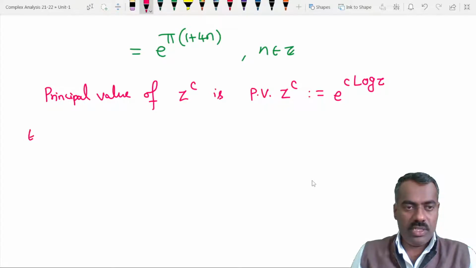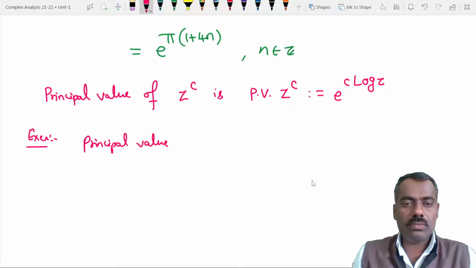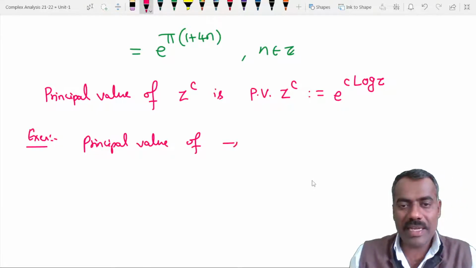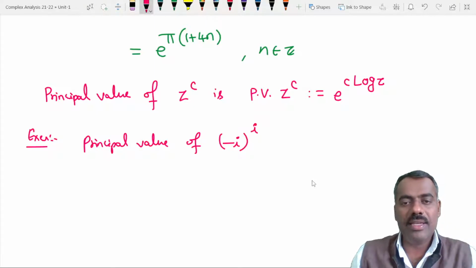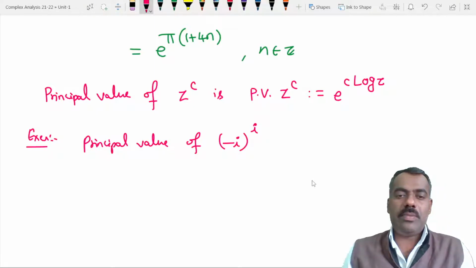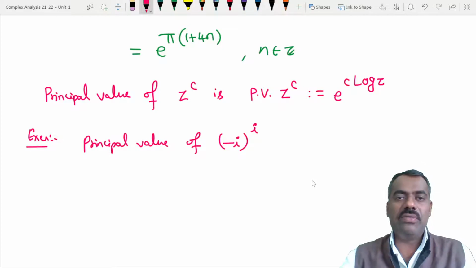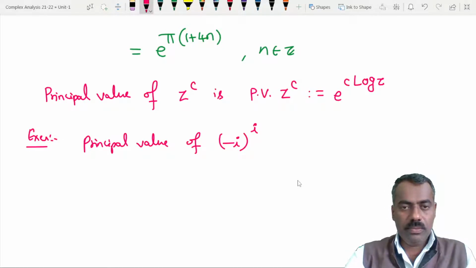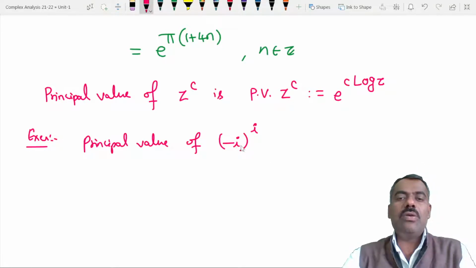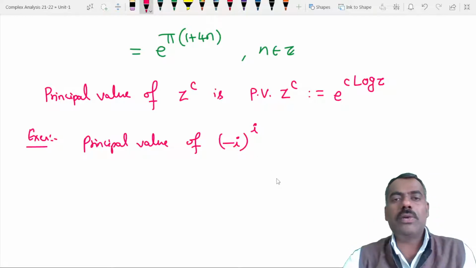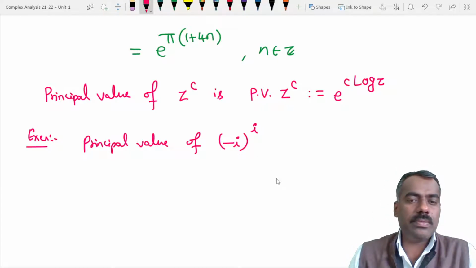Okay, so just take an exercise. Find the principal value of minus i whole power i and see what you will get. That means here you should get a single value. Of course, you can also find the direct value of minus i whole power i, which is a multiple value.